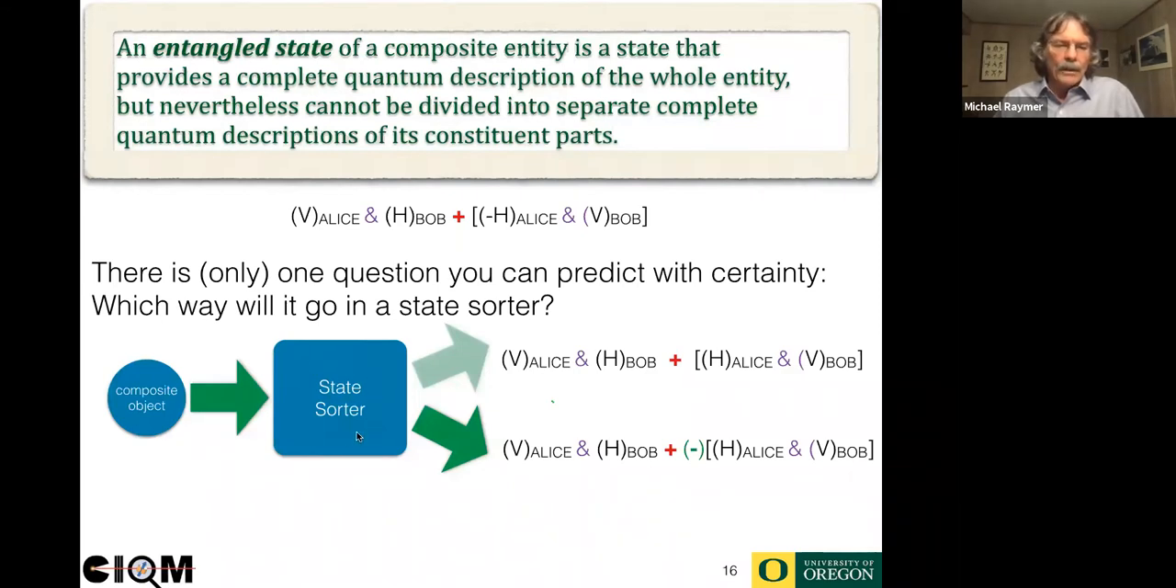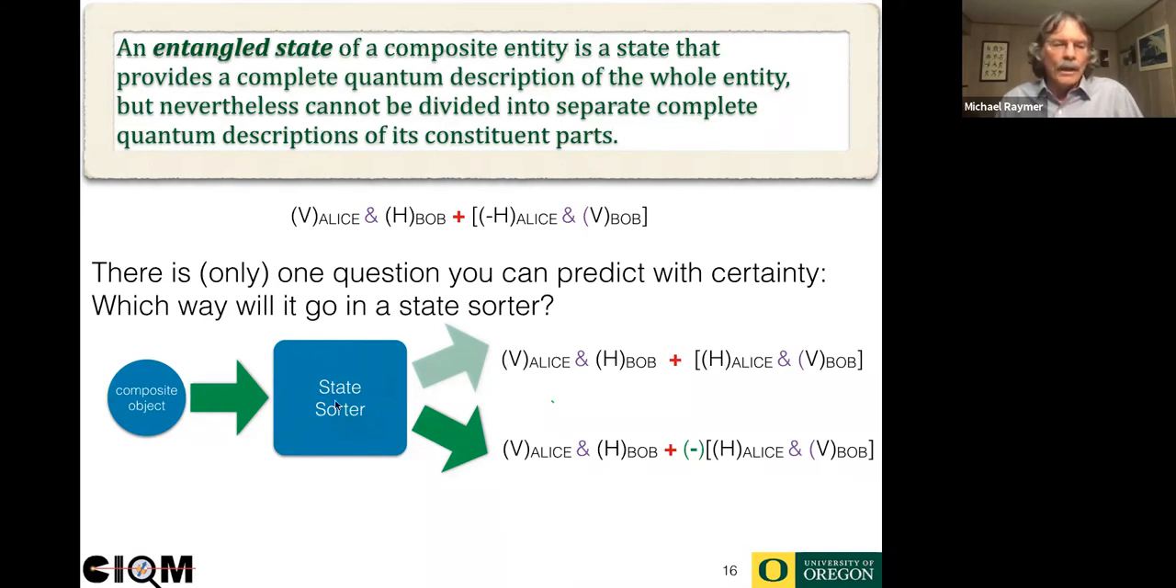If I have a machine here, which takes in my composite object, and if it's in this state with a plus sign, it goes up this way. If it's in this state with a minus sign, which is different than that state, because these are mutually exclusive. Remember last session, we showed you could represent these states as perpendicular arrows in a four-dimensional state space. The fact that they're perpendicular means they're mutually exclusive. And because they're mutually exclusive, there should be some physical machine you can build to sort them into two possible outcomes. And then you could put detectors here or something.